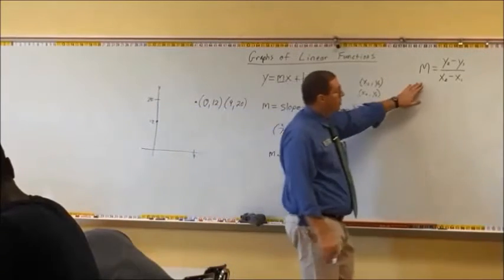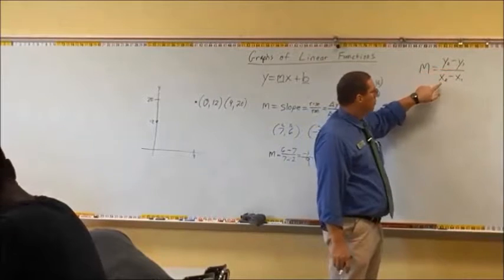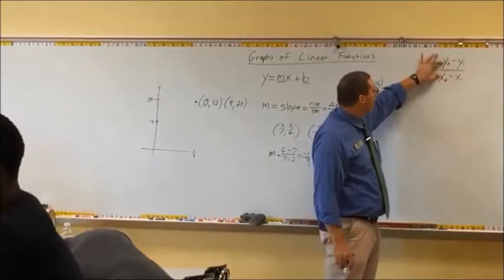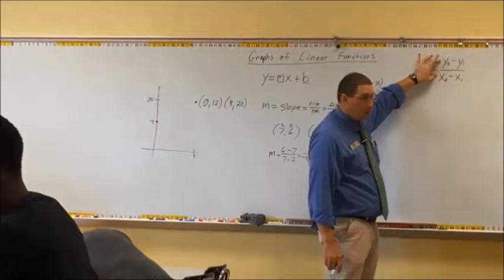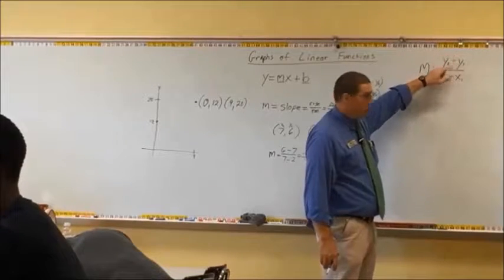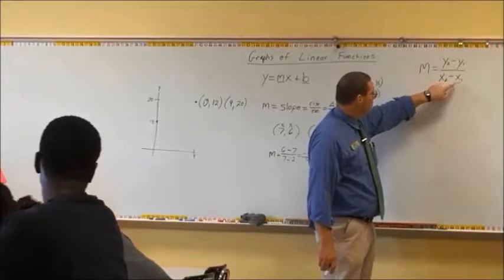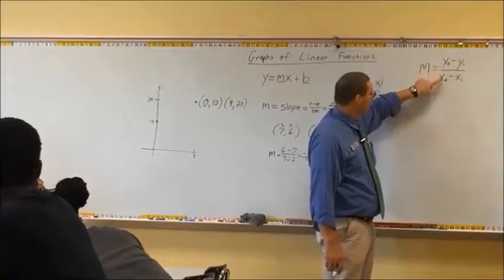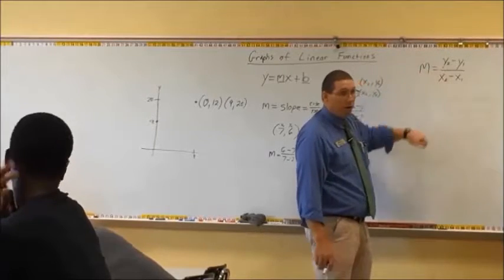Did you know that you can find the same slope by doing y1 minus y2 over x1 minus x2, as long as the coordinate pairs are on top of each other? As long as you don't put this one over here and this one over here, to where you have y2 and x1 here, then it's going to work out.